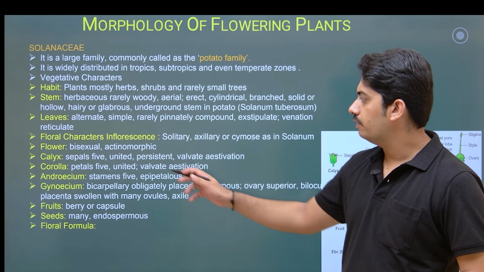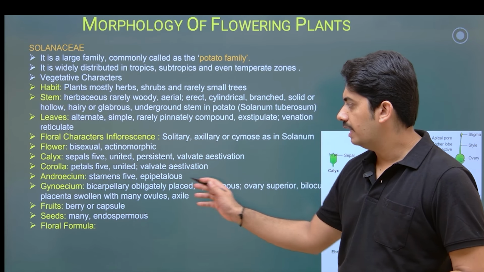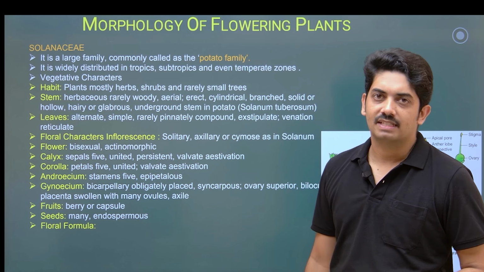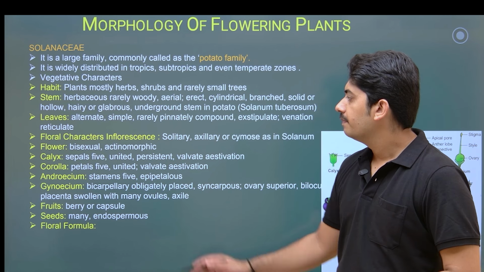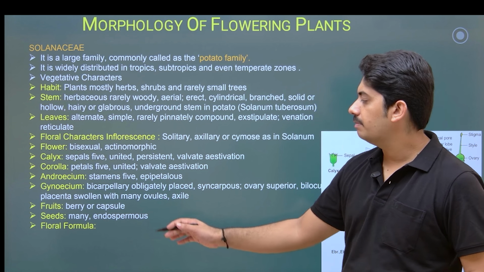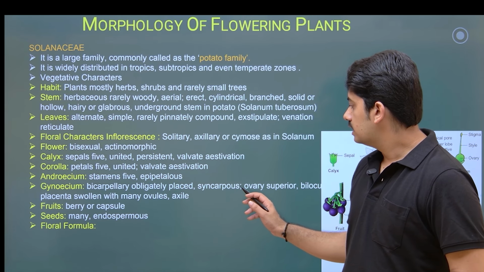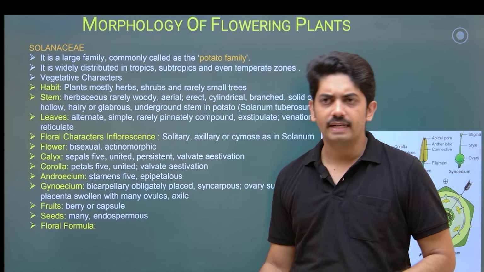Corolla, petals 5, united, valvate aestivation. Androecium, stamens 5, epipetalous condition. That means here you can say pentamerous condition because sepal 5, petal 5, androecium 5. Then gynoecium is bicarpellary, then syncarpous, ovary superior. There is one important character here.